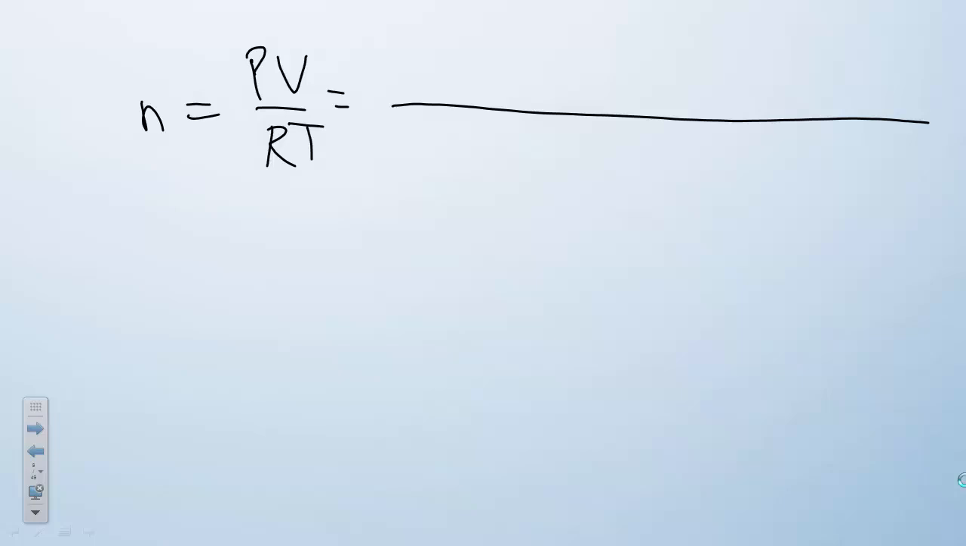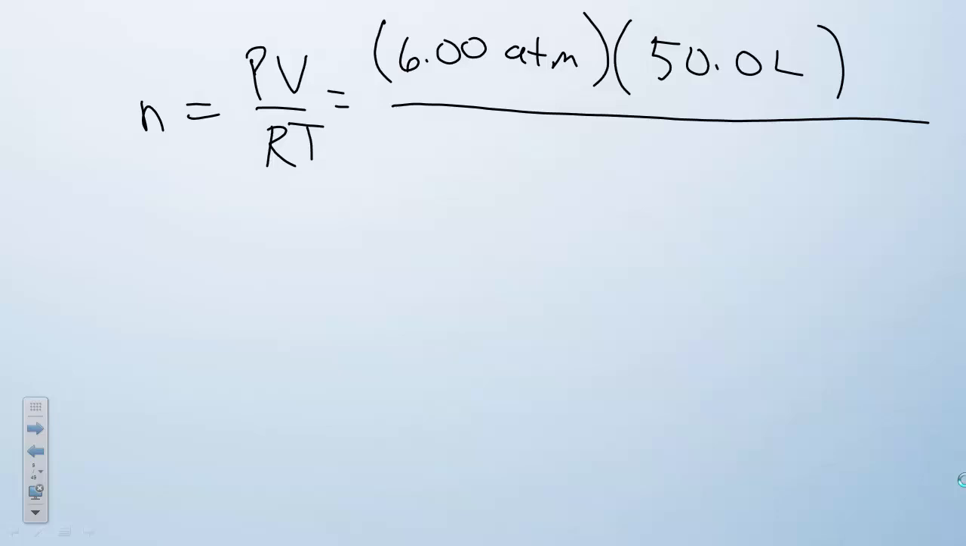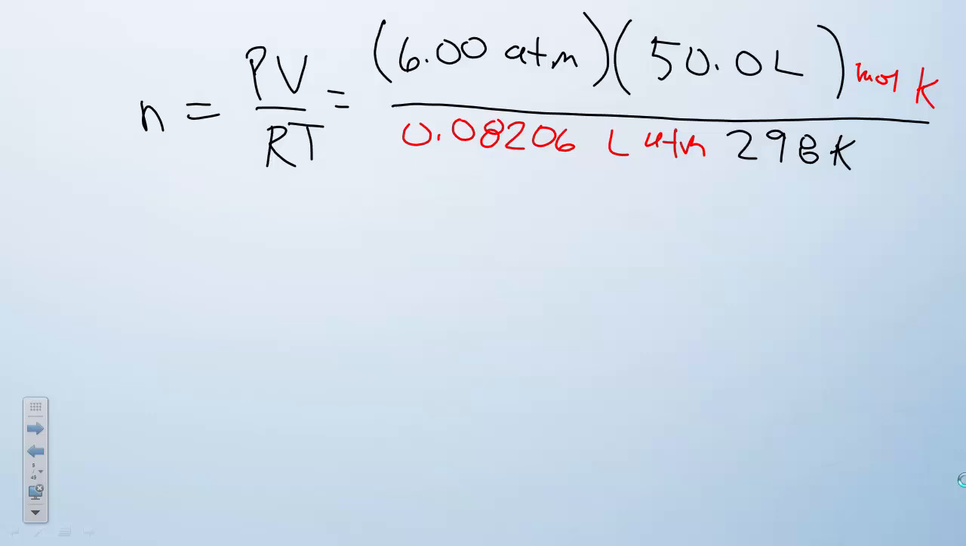Alright, so we simply plug everything in here. We have our pressure is equal to 6.00 atmospheres. Our volume was 50.0 liters. R, once again I'm going to put in red, 0.08206 liters atmospheres per moles Kelvin, which goes in the numerator now. And the temperature is 298 Kelvin once we change the 25 Celsius to Kelvin.